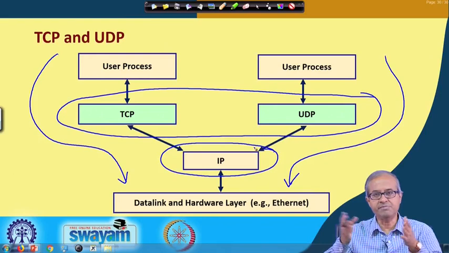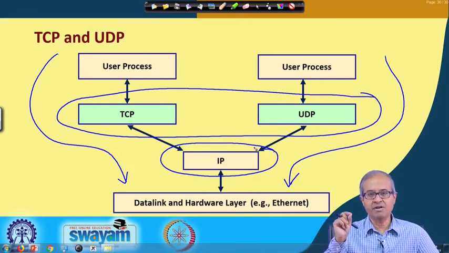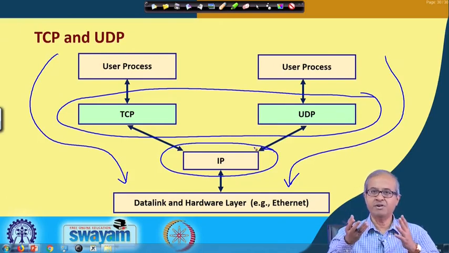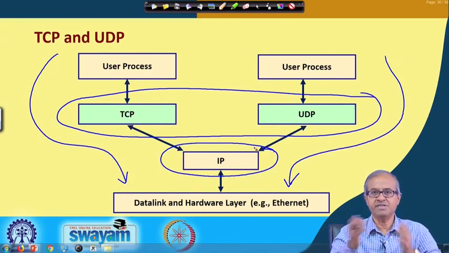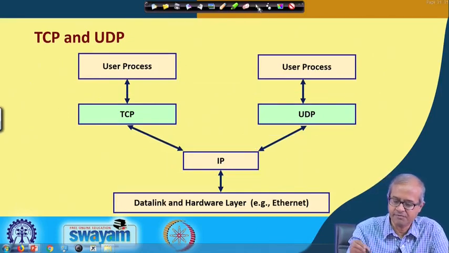So, both TCP and UDP interact with the IP protocol at the network layer level, which you recall is a datagram based service which is unreliable, datagrams might get lost, duplicates might get generated, order may not be maintained. These things I mentioned a number of times. Okay, fine.